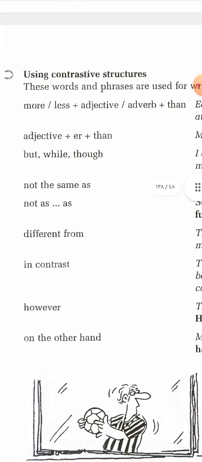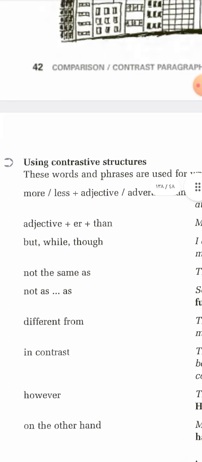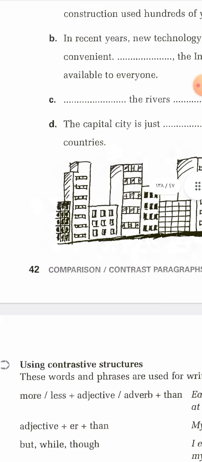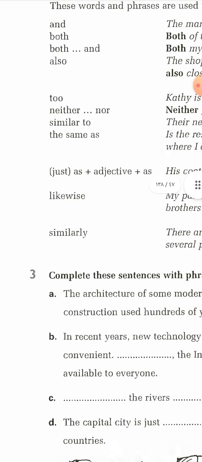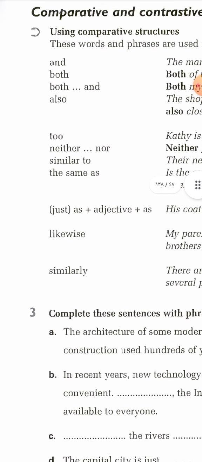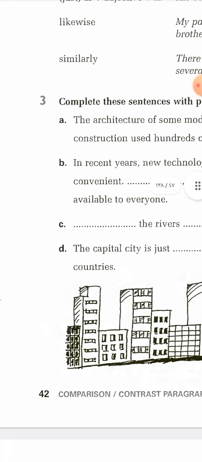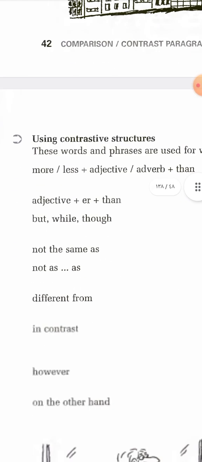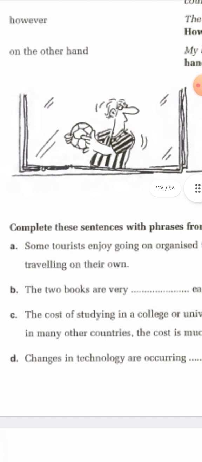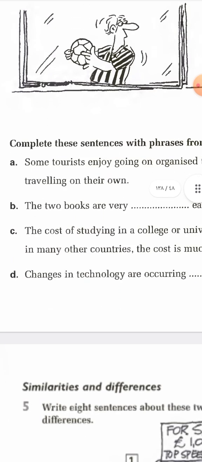So you need to have a look at these words or phrases we use to write contrasts, or these we use to write comparisons. You need to look at them, know their meaning, and how you can use them in sentences of your own, so that they help you to write a compare and contrast paragraph. So again, you have the same activity here. You are going to use these phrases or words to complete these sentences from A to D.